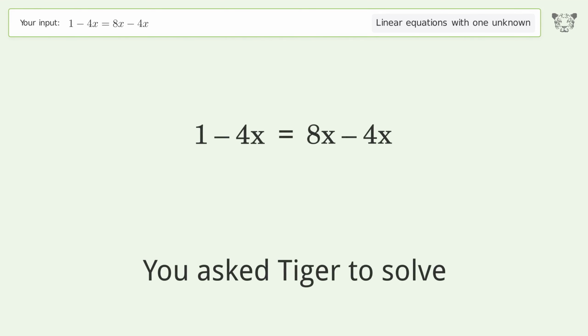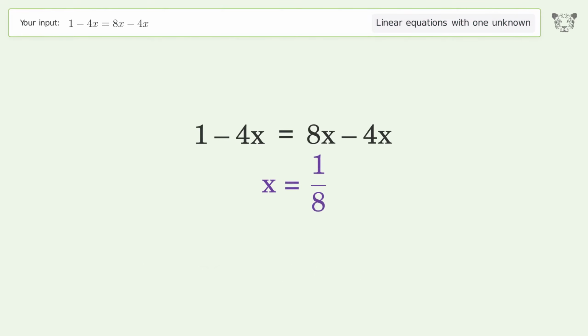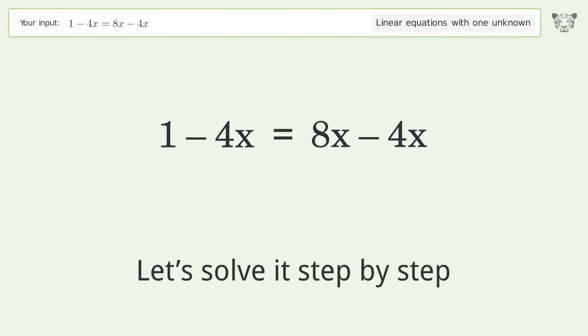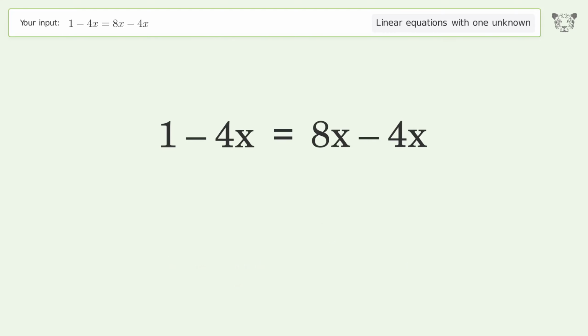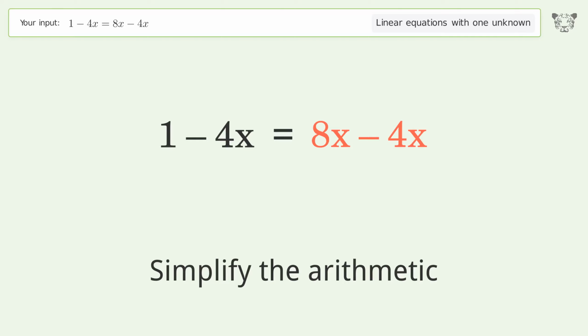You ask Tiger to solve this. This deals with linear equations with one unknown. The final result is x equals 1 over 8. Let's solve it step by step. Simplify the expression. Simplify the arithmetic.